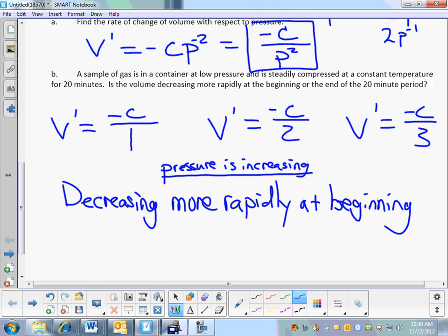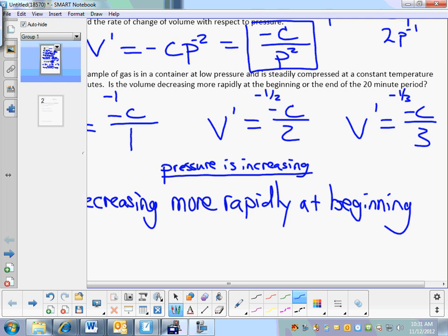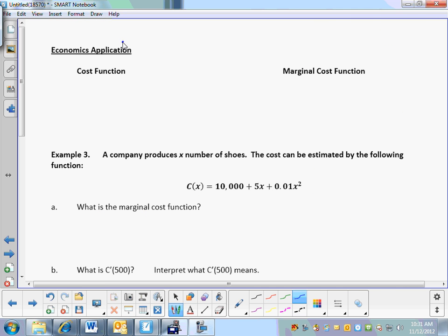Now think about this. You could just plug in numbers here. We could just plug in whatever, but let's suppose that C was 1. Then you would have negative 1 over 1. Then you would have negative 1/2. Then you would have negative 1/3. So the fact of the matter is you can see it's decreasing more rapidly, a greater rate right there as opposed to down the line. And it doesn't matter what type of numbers you plug in, you're going to see that that would be true. And that's the process of trying to kind of understand it. Does that make more sense? Okay. All right, last example.